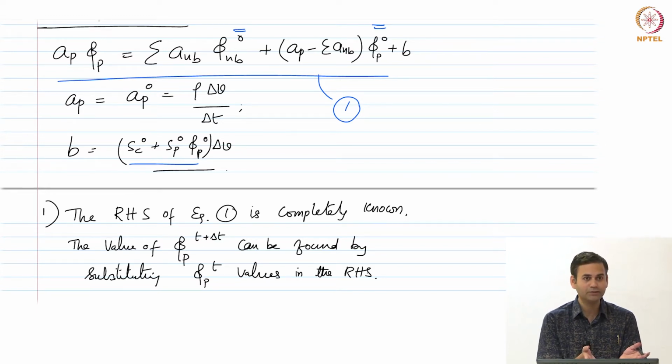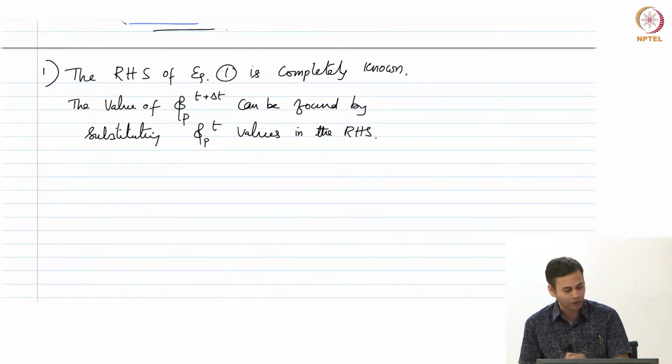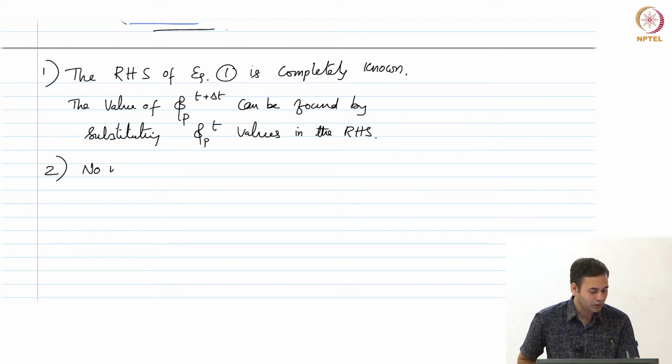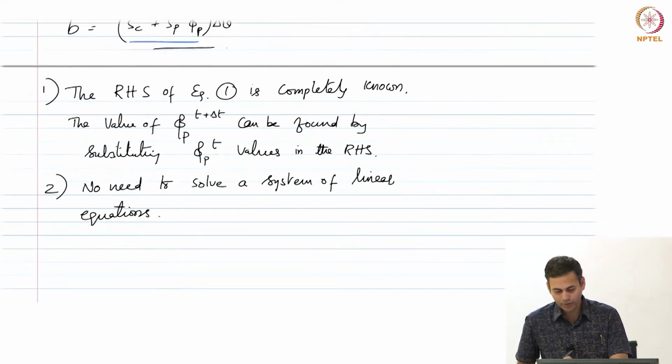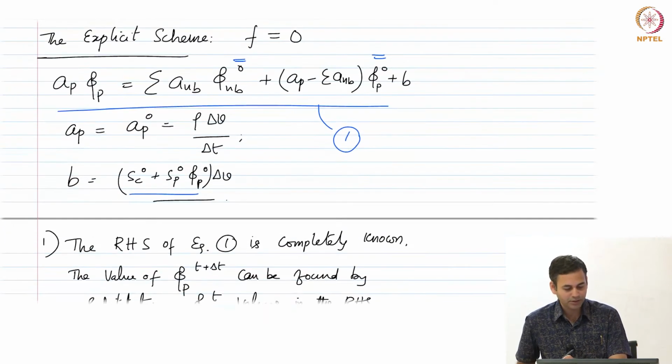Do we need to solve a system of linear equations here? No, because we are going cell by cell, and in every cell you just substitute what is there in that cell in the previous time step. This is much easier, isn't it? Now everybody can code very easily, right. Okay, so this is there. That means we do not have to solve, no need to solve a system of linear equations, right. Okay, that is good.